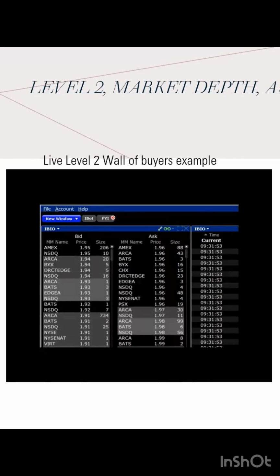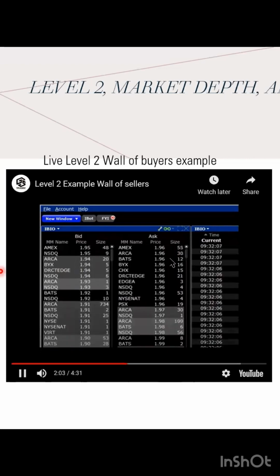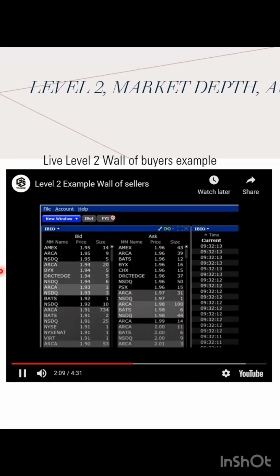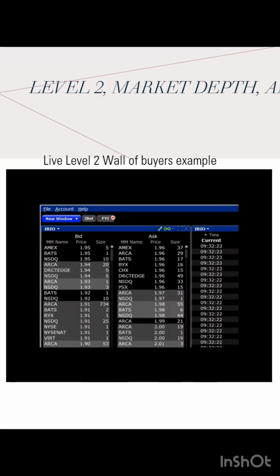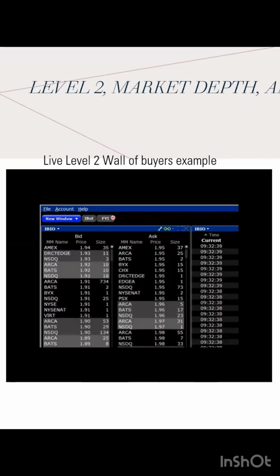So buyers at the 195 area are starting to get chipped through. You see the size getting smaller and smaller. Look at the wall at 196. There's a laundry list of people trying to sell at 196. And it's only this many people trying to buy at 195. Those 196 people are going to push the 195s out of the way. It's an imbalance, supply and demand. $195s are gone.